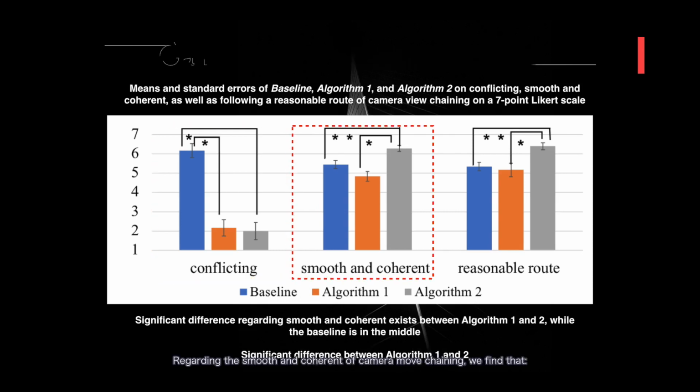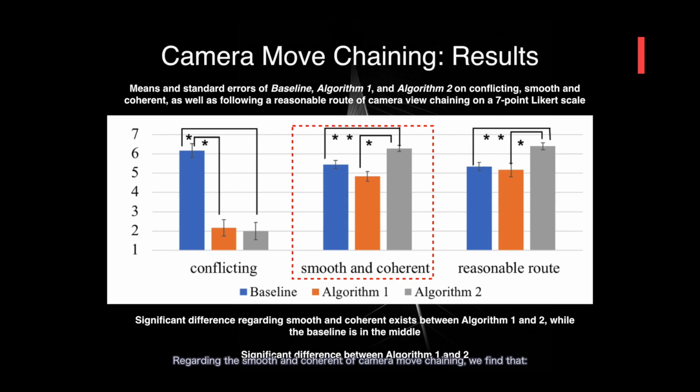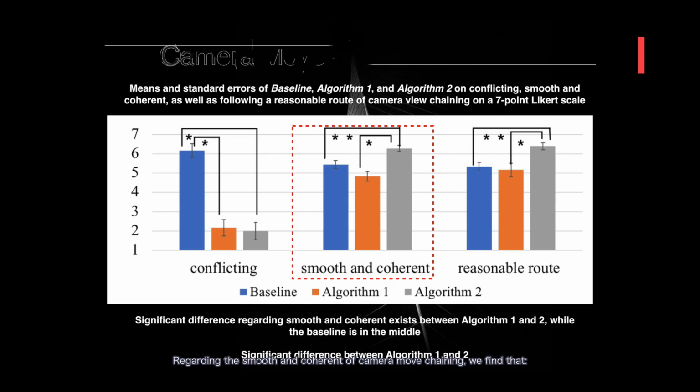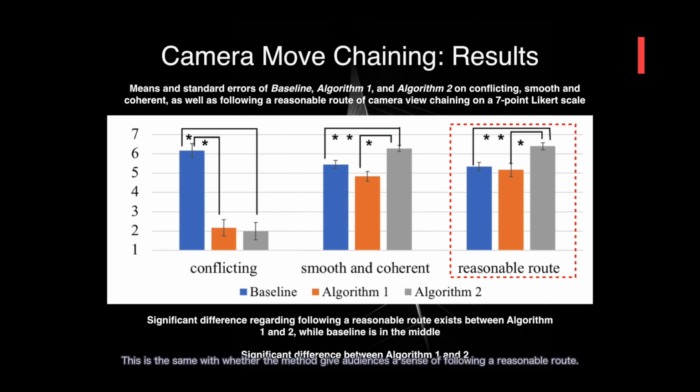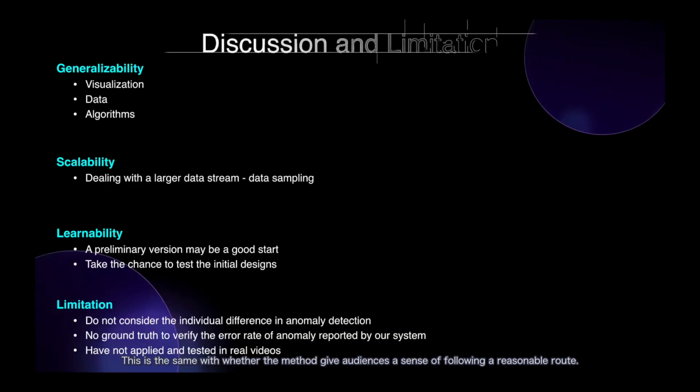Regarding the smoothness and coherence of camera move training, we find that a significant difference regarding smoothness and coherence exists between the two algorithms, while the baseline is in the middle. And there is also a significant difference between algorithm 1 and 2. This is the same with whether the methods give the audience a sense of following a reasonable route.